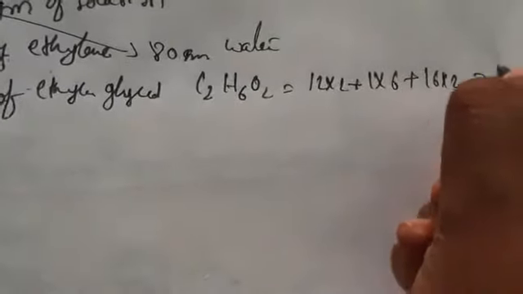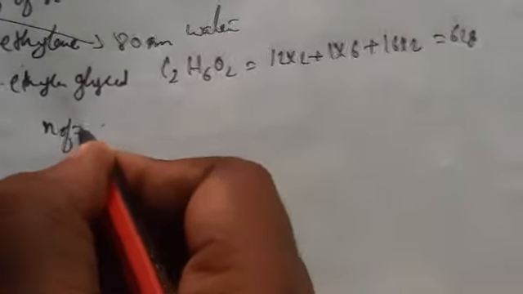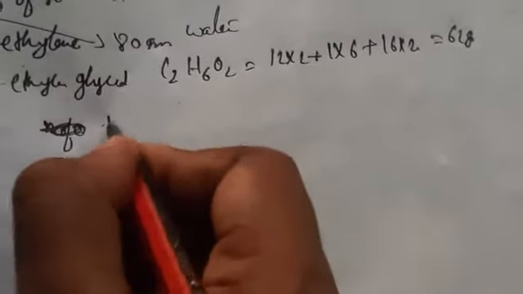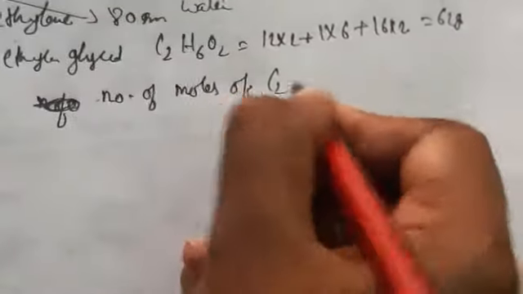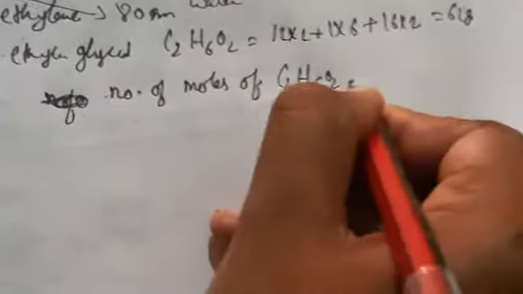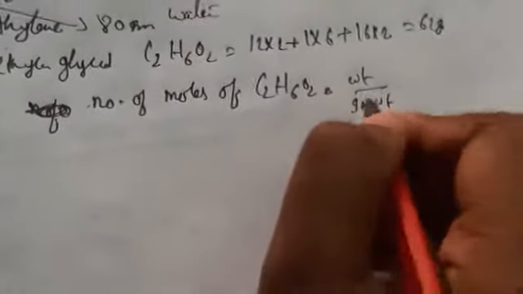C2H6O2 means 12 into 2 plus 1 into 6 plus 16 into 2, which equals 62 grams. Now how do we calculate N? N is the number of moles. The number of moles of ethylene glycol is weight by gram molecular weight.